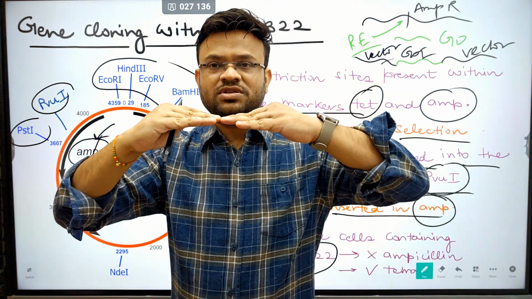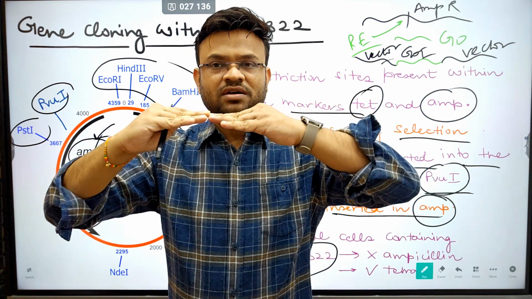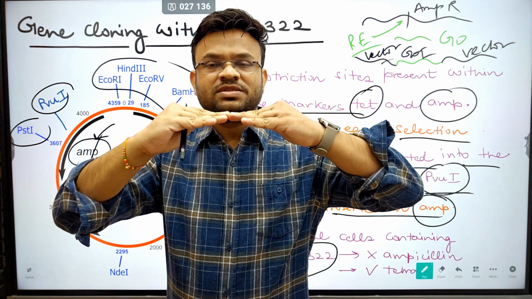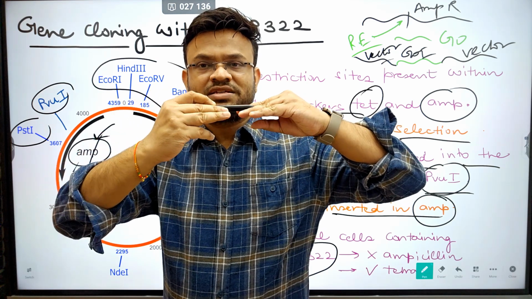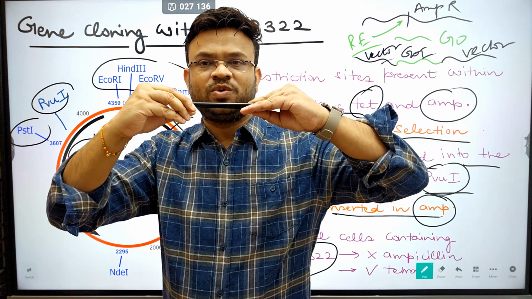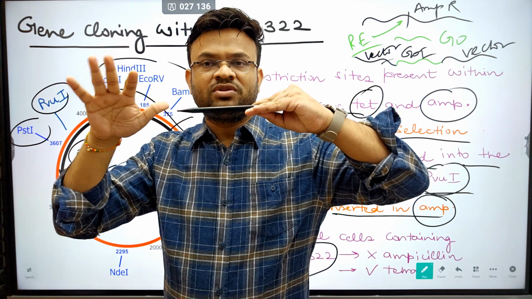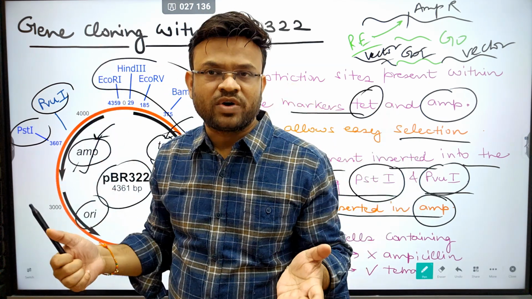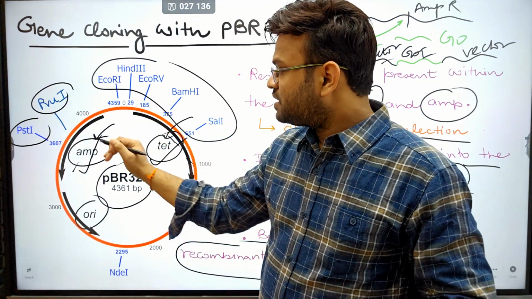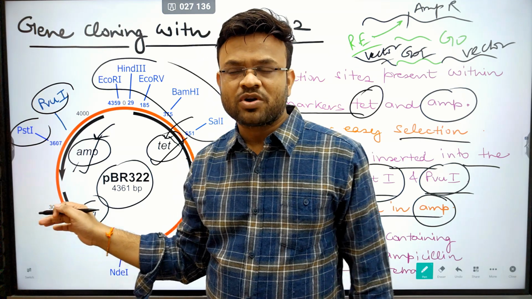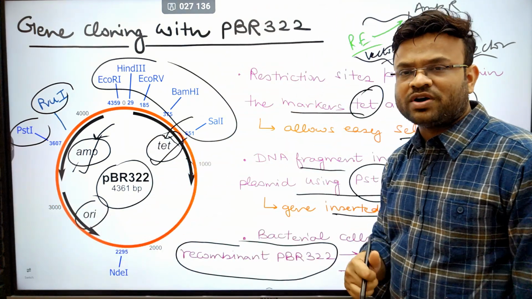For example, this was the entire ampicillin resistance marker. In this particular scenario, it was functional. But when you insert your gene of interest like this, let us say the gene of interest has been inserted in between, what is wrong? Now the ampicillin resistance gene is not functioning properly because it has been separated by the gene of interest. Because of this, ampicillin would not be functioning properly, but tetracycline would be functioning properly.